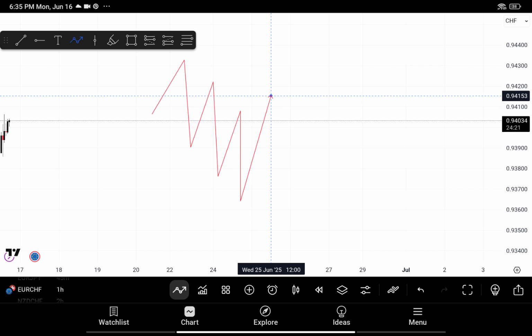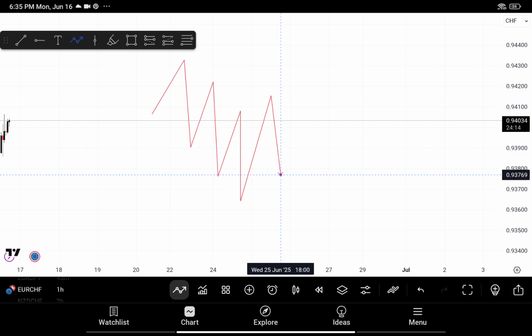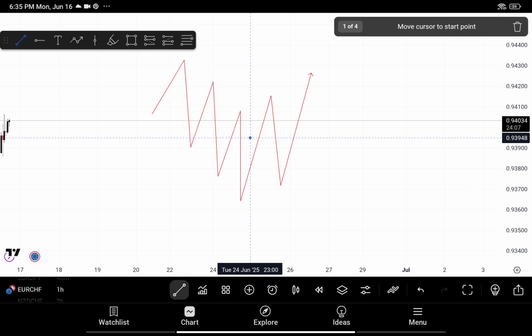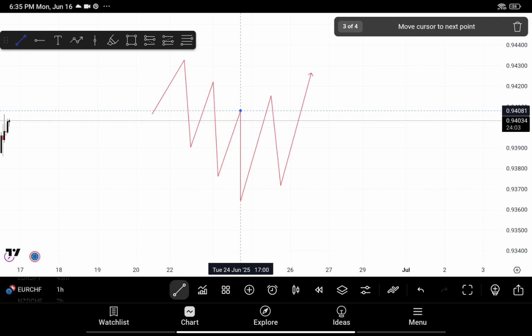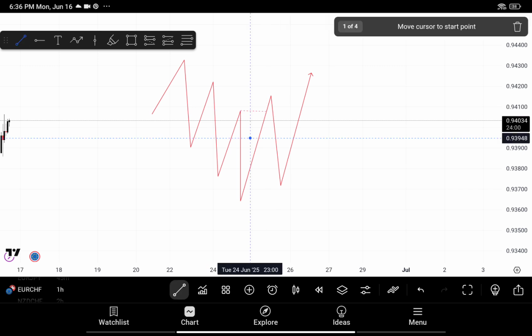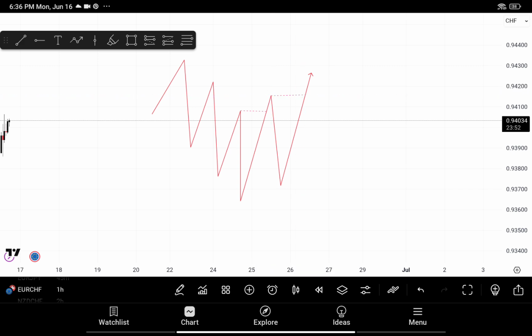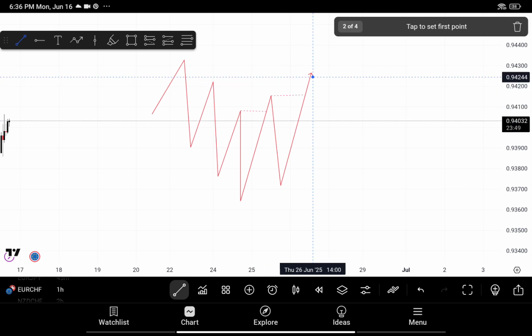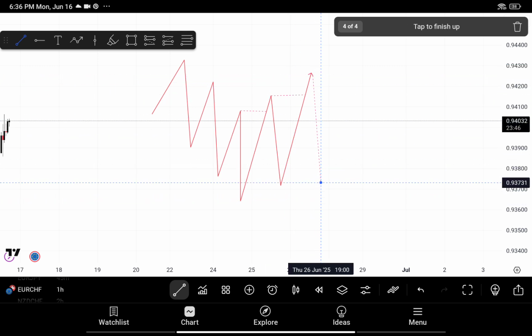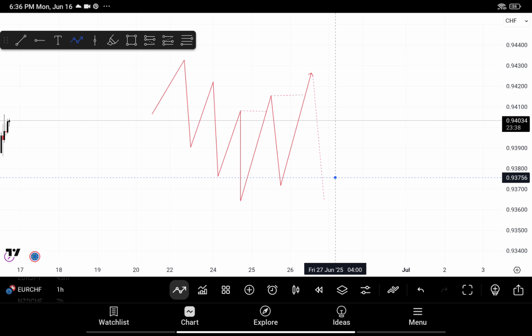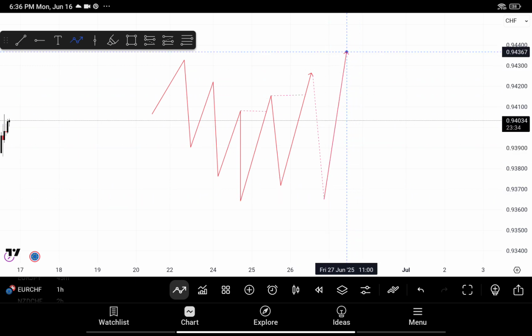But I only take this as a valid break of structure or valid change of character if it breaks two times. That is breaking the structure two times, like this, and like this. You see we have two breaks of structure. Then I will wait patiently again for price to retrace back to this level, break this side, and tap me here, and I will just go all in. Like boom. So this is just market structure.